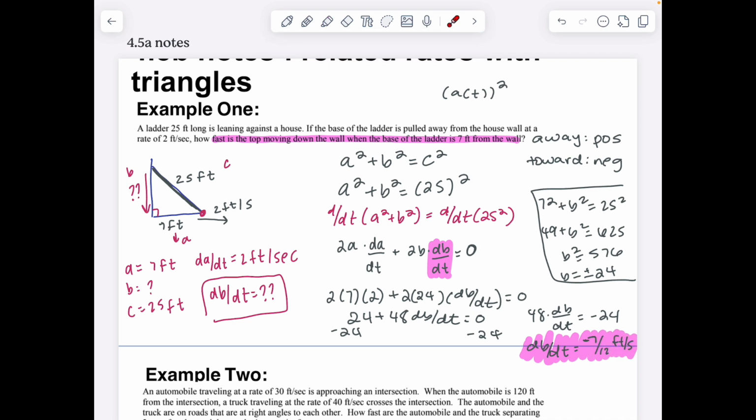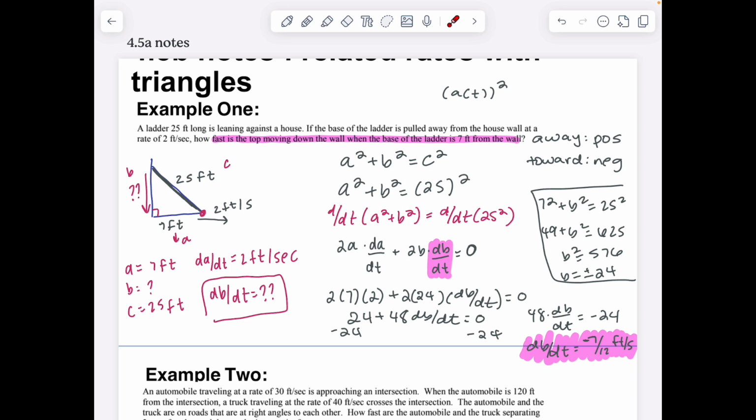Notice that comes out to be a negative rate, which makes sense because this ladder is moving down as it gets pulled out. And so the length of B should be getting smaller. It is changing at a rate of negative 7/24 feet per second. It shouldn't be getting bigger because the length between the top of this ladder and this right angle is getting smaller. And so that's why away is positive, right? Because if I move this away, this is getting bigger, and towards is negative because if I move it down, this length right here is getting smaller.